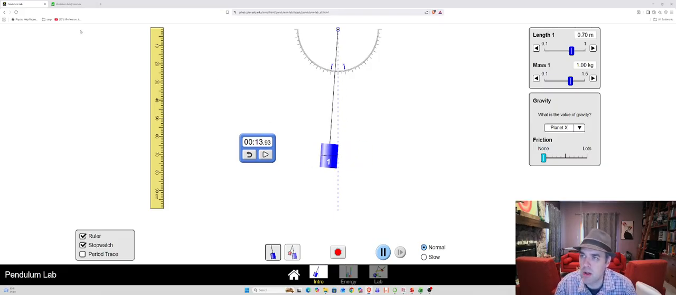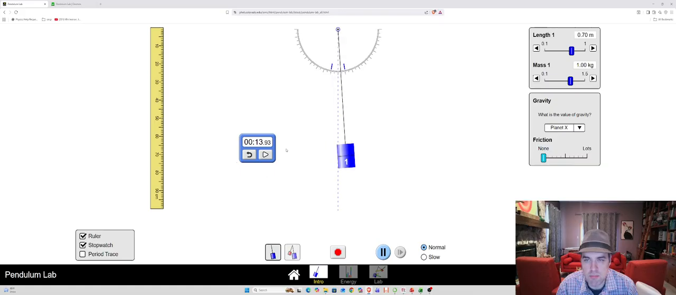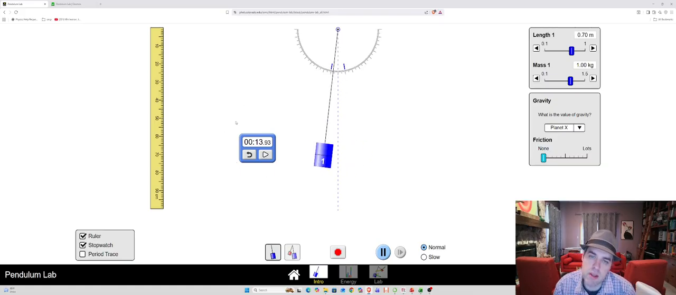And then we're going to plug our period into Desmos, but we got to be careful here because we're not using the period of 10 oscillations. We're using the period of one oscillation. So we have to square this value.